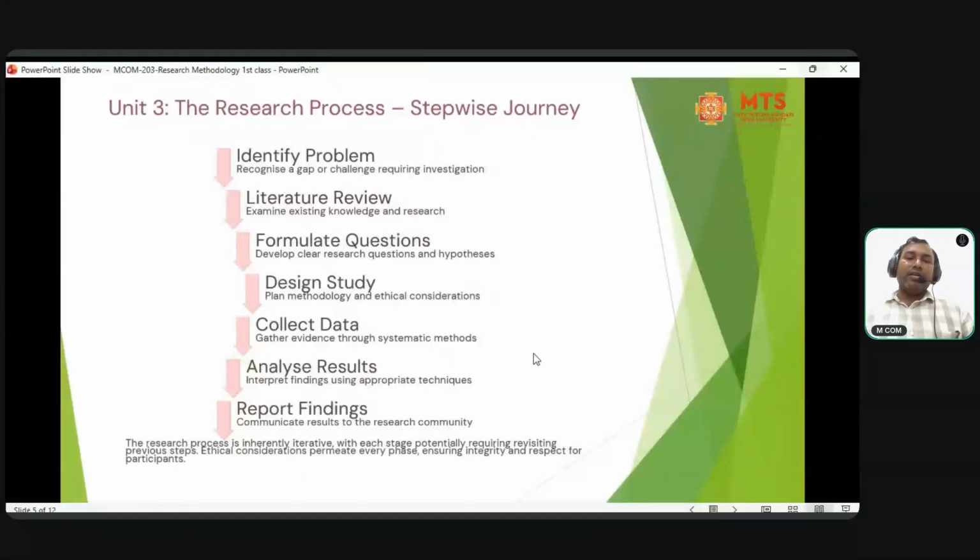The research process is inherently iterative, with each stage potentially requiring revisiting previous steps. Ethical considerations permeate every phase, ensuring integrity and respect for participants. These are the steps of the research process.